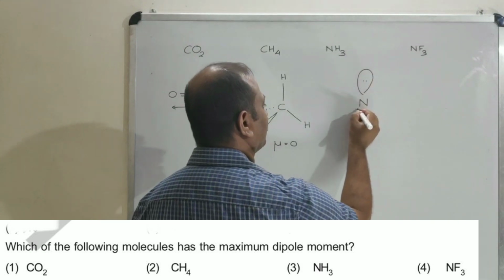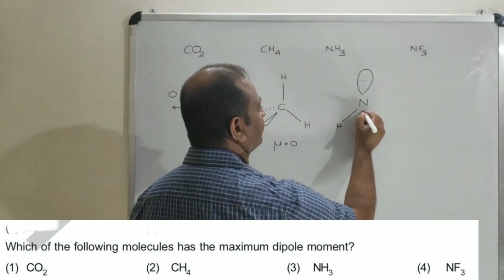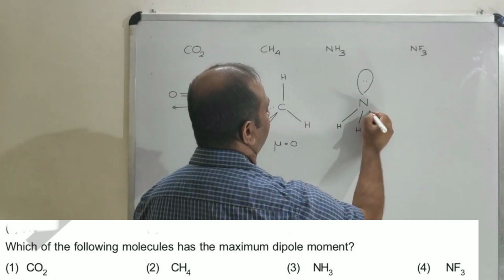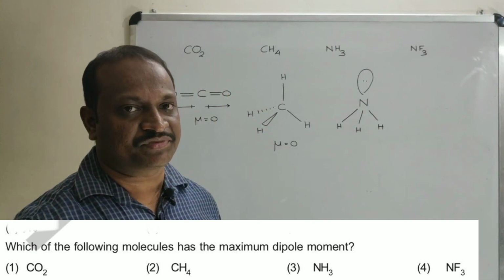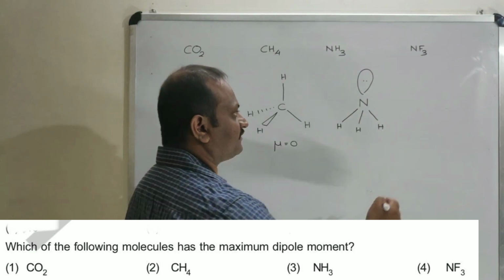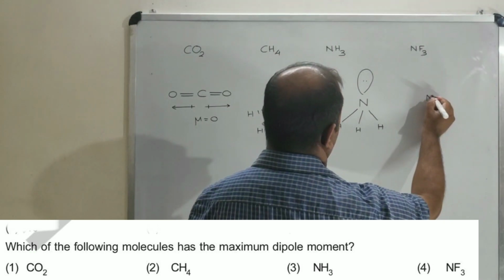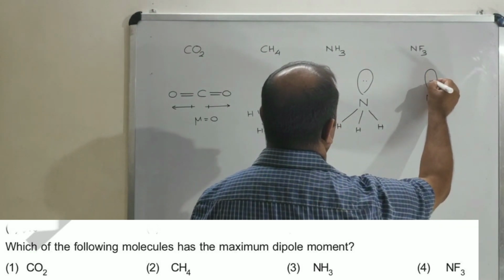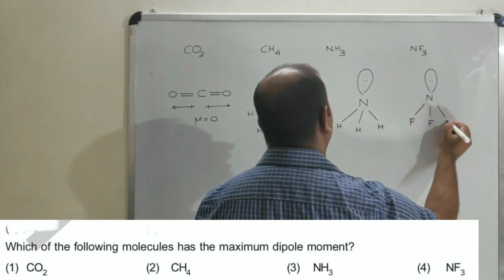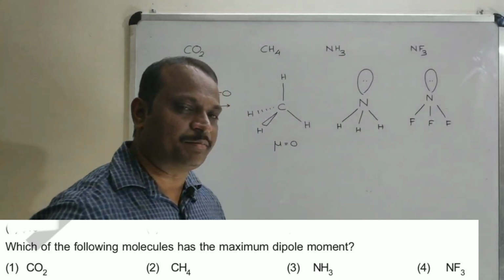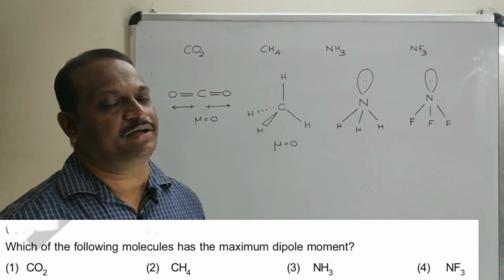See, one lone pair here. Next we have H, here also H, here also H. You say this structure is pyramidal. Now, next NF3. So here also a lone pair. Next F, here F, here F. Actually, this is a point which is very clearly given in NCERT.